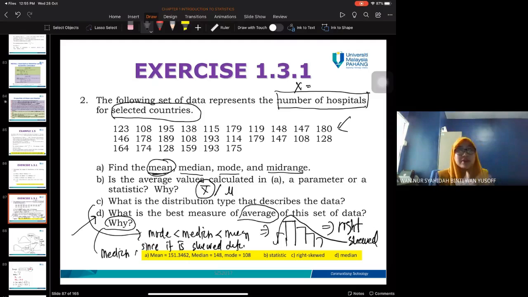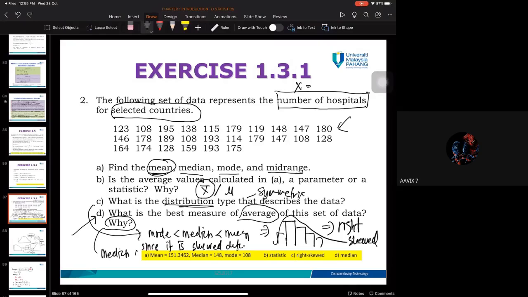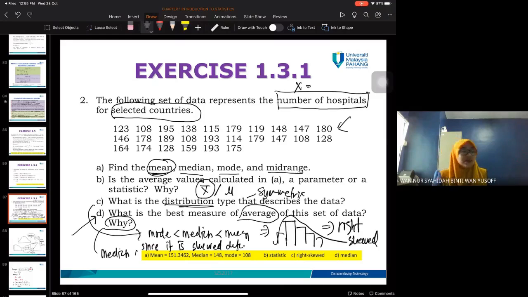Okay, so it doesn't matter whether you have right skewed or left skewed, it is skewed data. Whenever we have skewed data, the best measure to use is the median. What happens if you have a symmetric distribution? The best measure is the mean. So when you have symmetry, the best measure to use is the mean. Why mean? Because it is symmetric data.